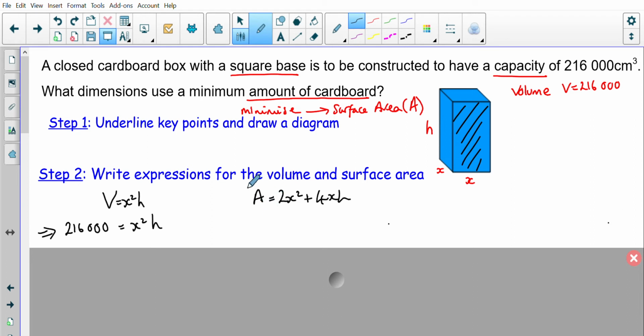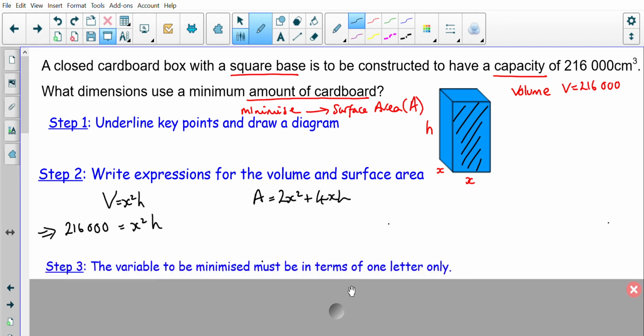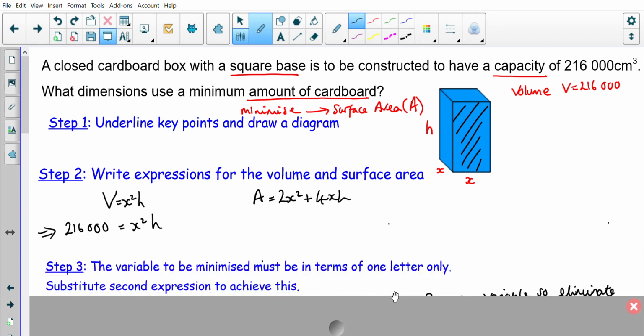we're going to have to differentiate and find the stationary point of the area, but we can see here that at the moment that area is in terms of 2 variables, x and h, which is why we're going to need this expression for the volume here to substitute to get rid of that h in the expression for the area. So that's what we're going to be doing in our step 3.